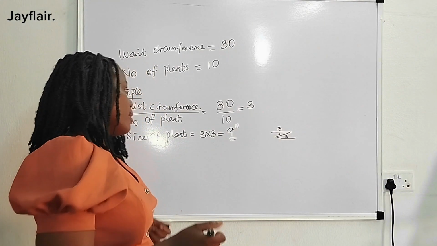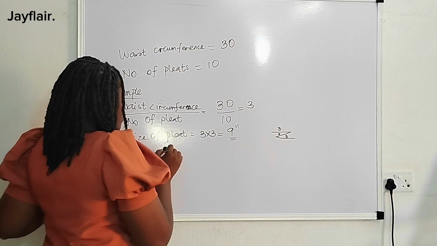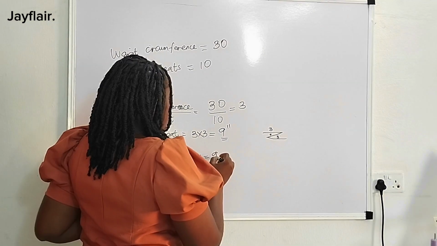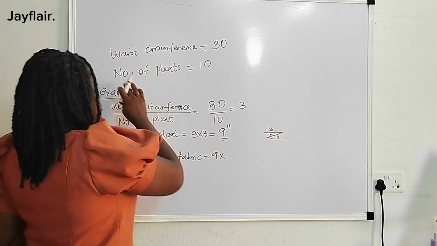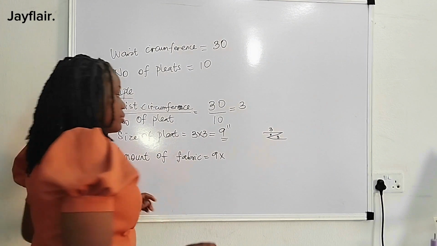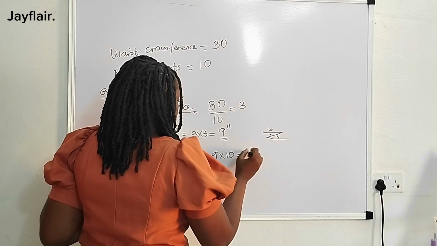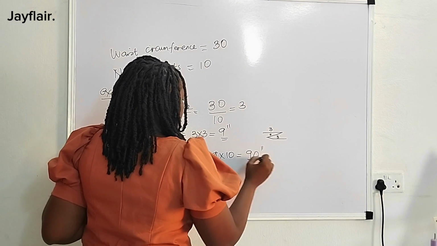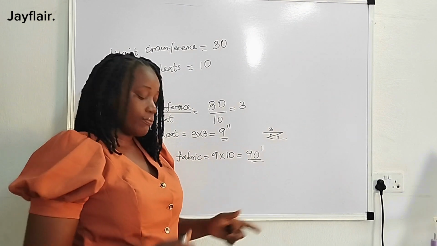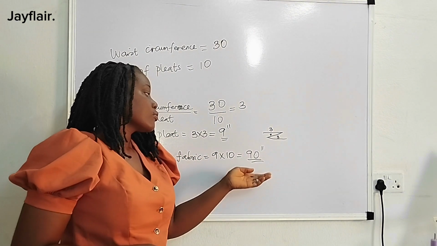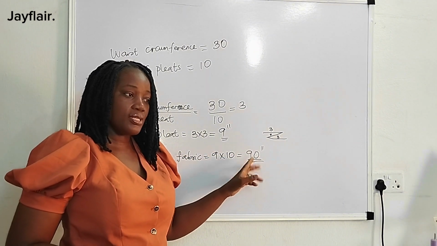Now to get the amount of fabric, it is the size of pleats times the number of pleats that I need for the skirt of the design, 9 times 10, which is equal to 90. So I need a fabric length of 90 inches. So the amount of fabric I'll be needing is 90 inches. That's what I'll be cutting out.